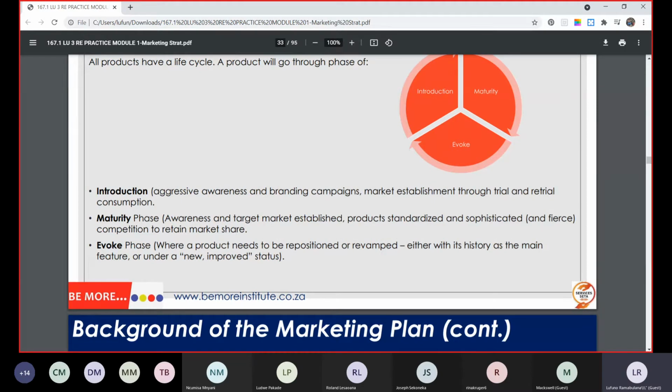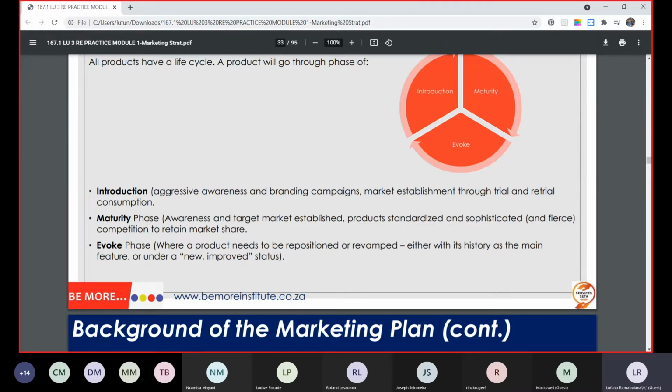will be aggressive awareness and branding campaigns, market establishment through trial and retrial consumption. Your maturity phase will be awareness and target market establishment, product standardized, sophisticated and fierce competition to retain market share. So the target here is about retaining the market share. Your decline phase will be where a product needs to be repositioned or revamped, either with its history as a main feature or under a new improved status.